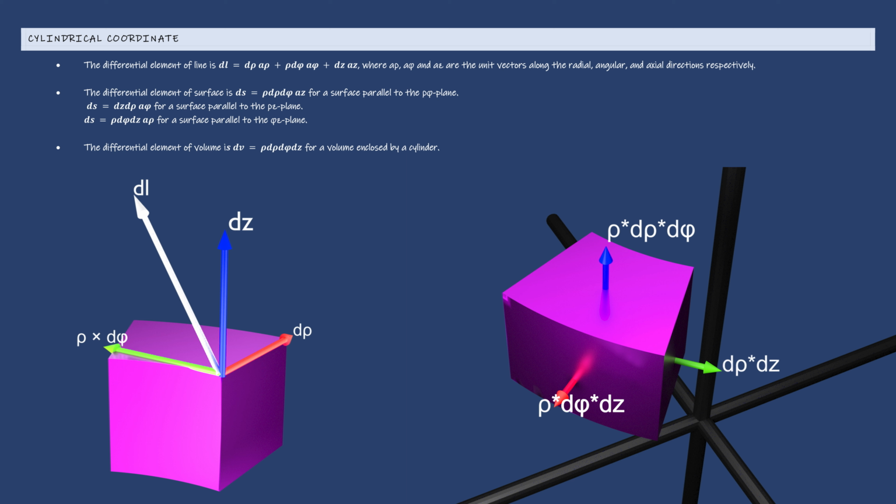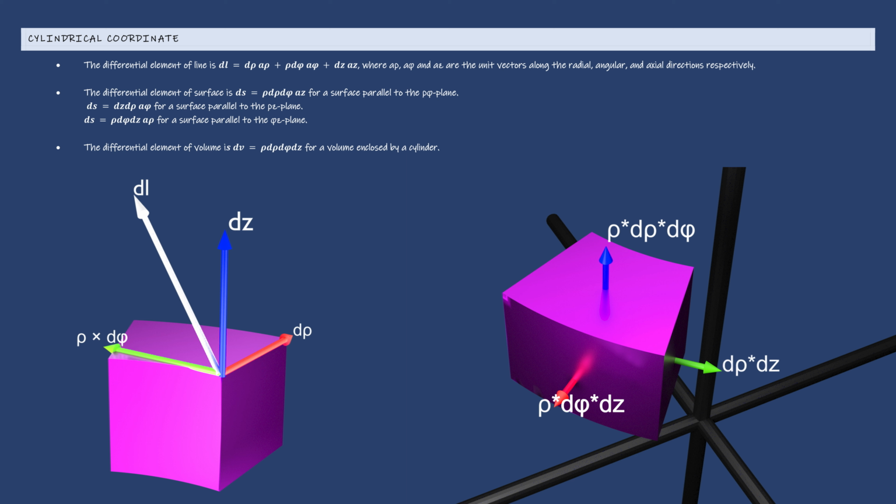The differential element of line in cylindrical coordinates is dl equal d rho a rho plus rho d phi a phi plus dz az. This means that if we move a small distance d rho along the radial direction, rho d phi along the angular direction, and dz along the z-axis, the length of the segment is given by dl.